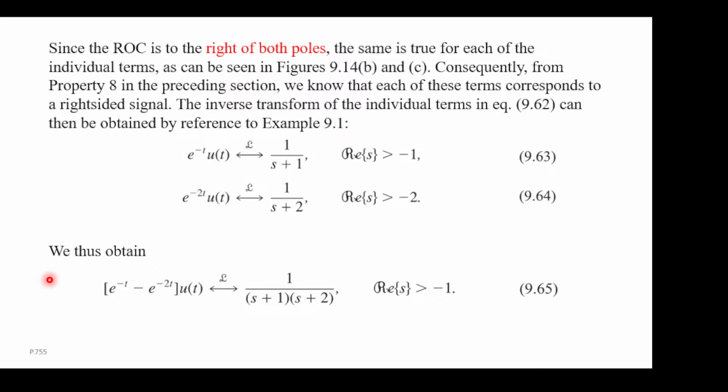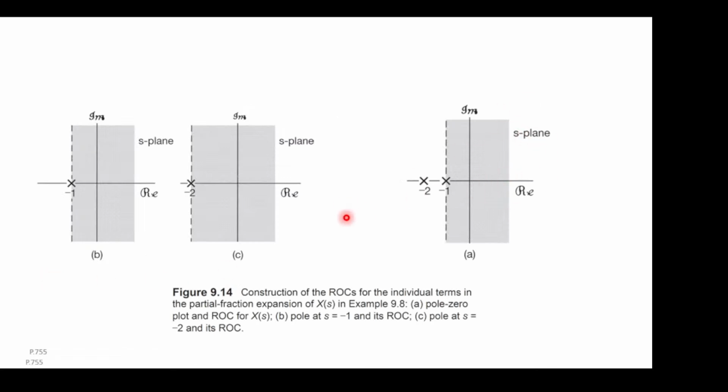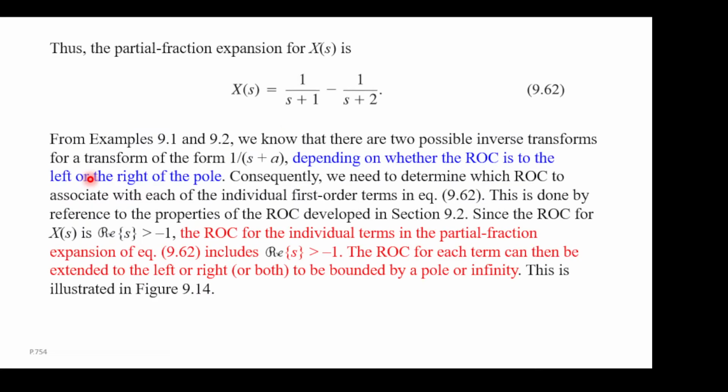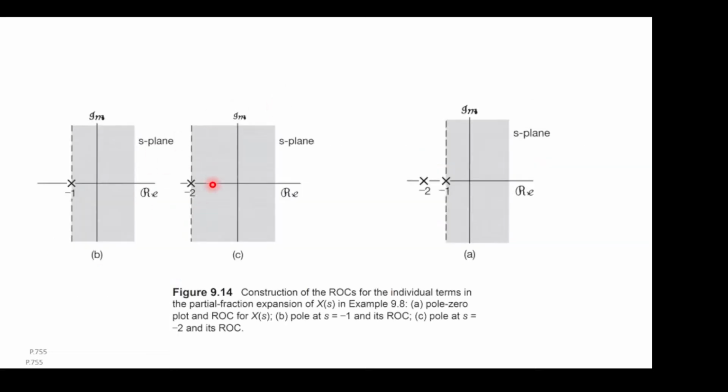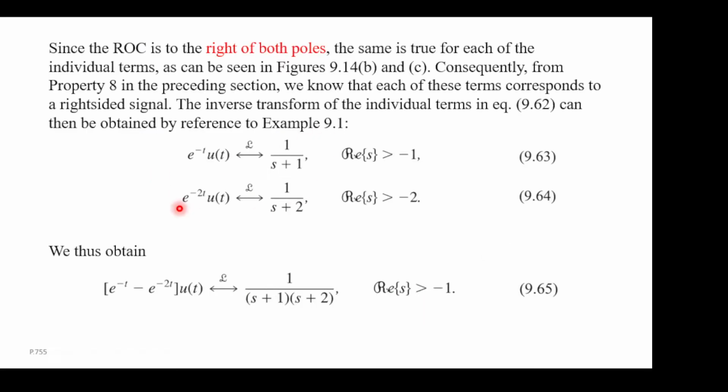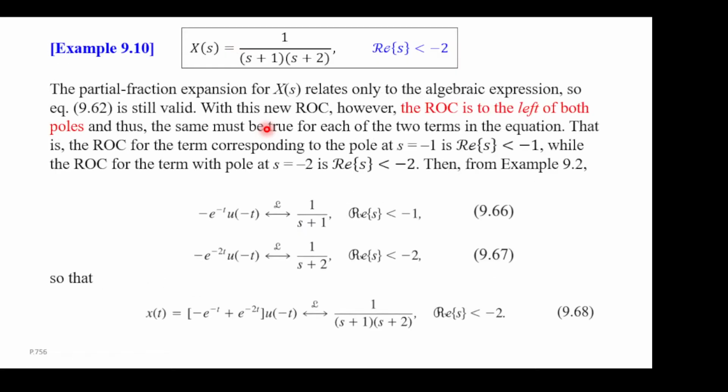So we have the ROC here, and we ask whether the ROC is on the right side or left side of the first pole. It's on the right side, so the ROC for the first pole's part should be right-sided, and the same for the second pole, which is also right-sided. So both are right-sided, and you pick a right side. And then, as we said, there are three possible ROCs, so let's see the second one. For the second one, we pick a left-sided ROC.